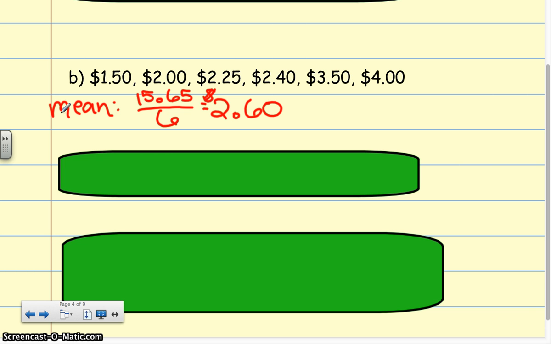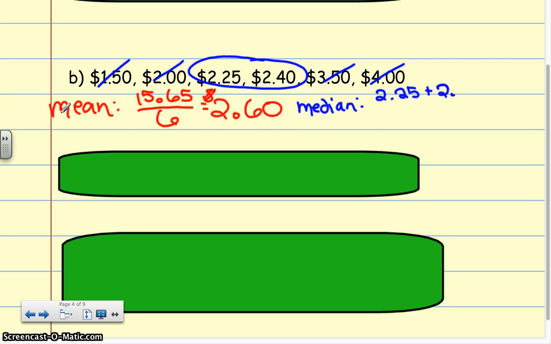For my median, I cross out the front and back, and I'm doing it right away because they're in order. Cross out this, and I get 225 and 240. So I need to find the halfway point between them. I can't do this one in my head that easily, so I'm going to go 2.25, add 2.4, and then I'll divide it by 2. That's telling me the halfway point.